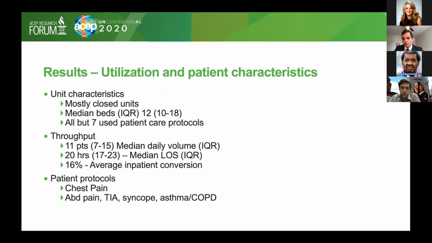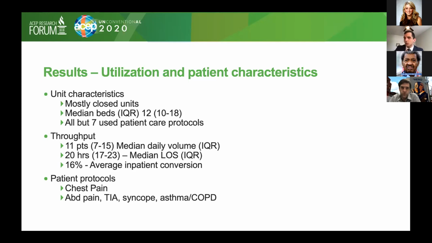To go through some of the results of this study. The units themselves, after reviewing all of the data, the majority of our observation units around the country are closed units. The median number of beds was 12, although the span itself was 10 to 18. Overall, the vast majority, all but 7 places, used protocols. So that's only 8% not using protocolized patient care, which is, again, an important metric for quality.